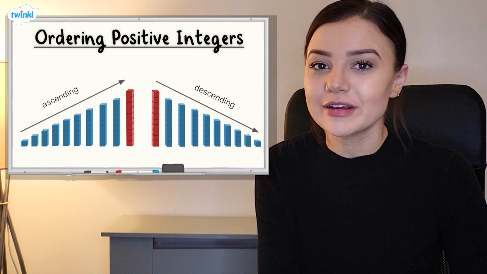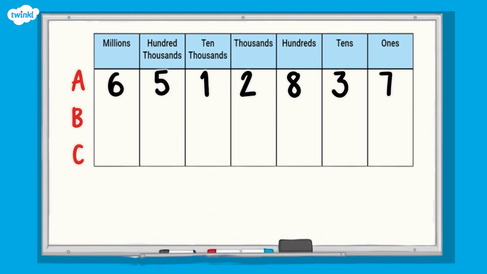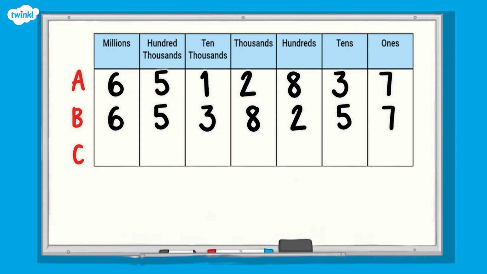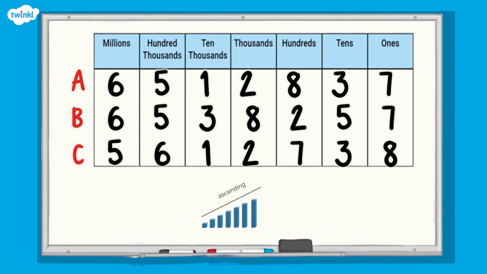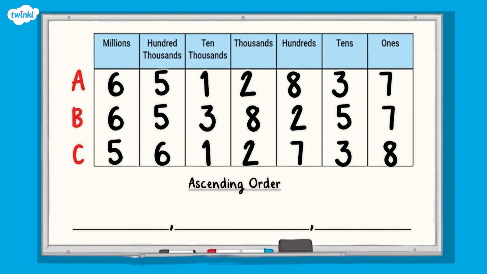Let's have a look at these three numbers and put them on a place value chart. 6,512,837, 6,538,257, and 5,612,738. Let's put these numbers into ascending order. Remember, that means we will arrange them from smallest to greatest. When we order numbers, we start with the place value column that has the highest value, the digit that is furthest to the left. For these numbers, this is the millions column.